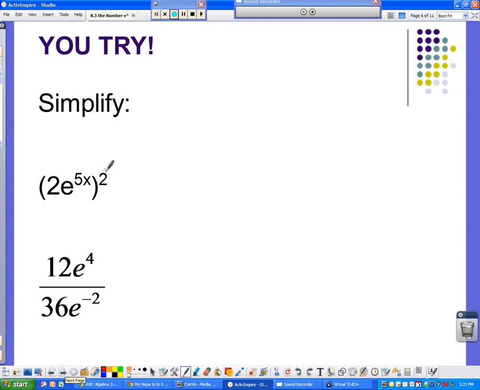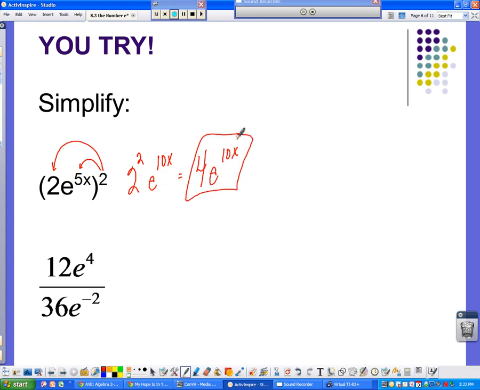All right, so just like before, we have to distribute the 2. So we get 2 squared, distribute it, so it's e to the 5x to the second power, which remember we have to multiply those, and we get e to the 10x. So 4 e to the 10x as our final answer.